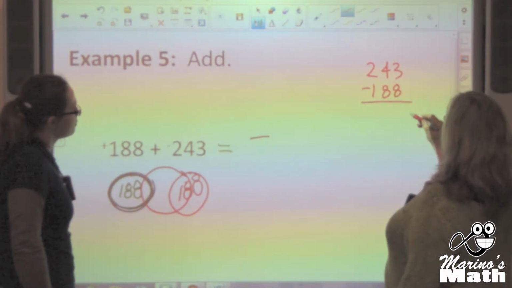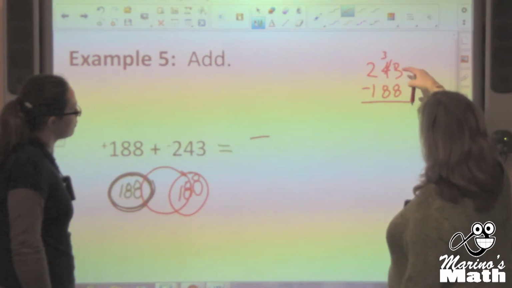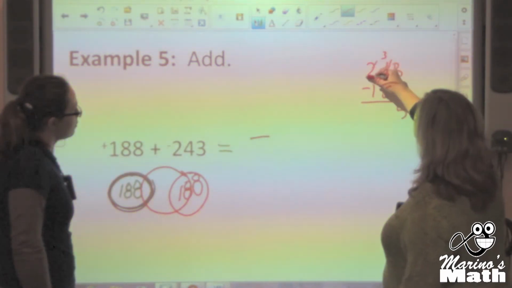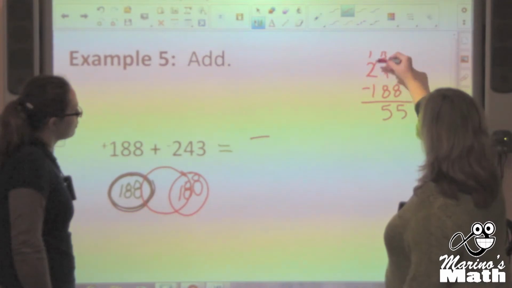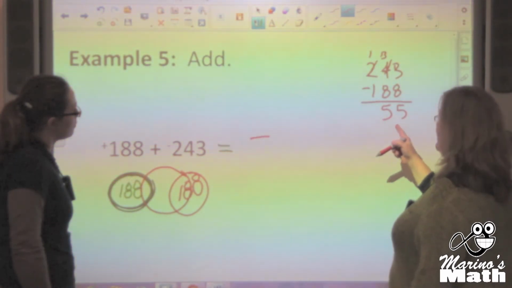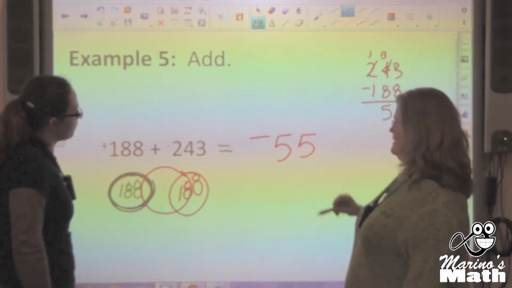Okay, I'm going to have to do a little bit of serious math here. I had to borrow one. 13 minus 8 is 5. Got to borrow again. 13 minus 8 is still 5, and 1 minus 1 is 0. So there are 55 left. So that means our answer is negative 55.